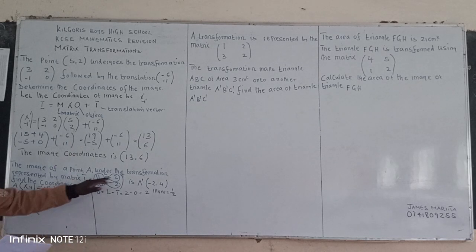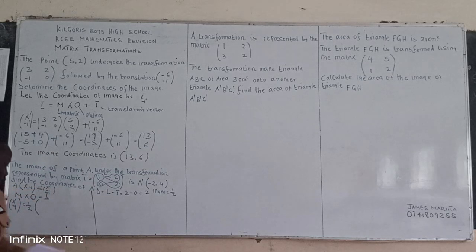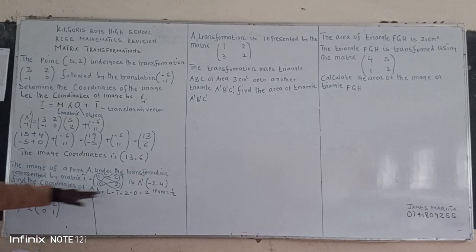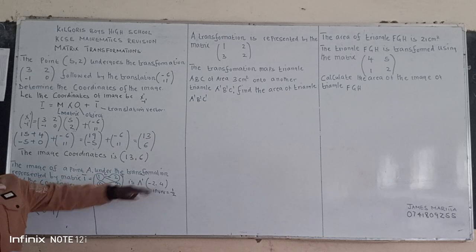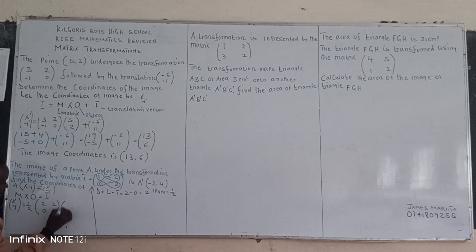So this one is 0, -2, and it will be changed to +2. In changing like that, you will have 2, 2, and then 0, 1. Then this is multiplied by the image coordinates we have been given, which is -2, 4. So multiply that by -2, and of course 4. If you simplify that, you will get 4, then 4.